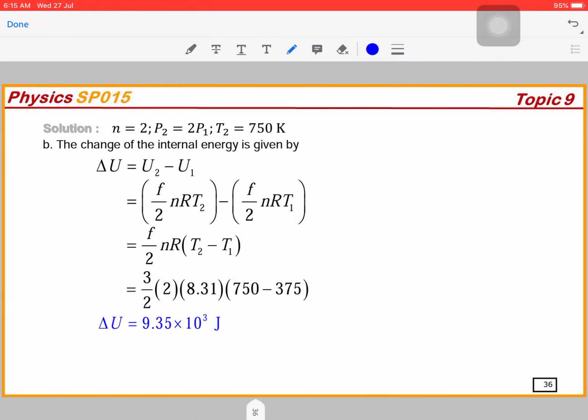Next, we want to find the change of internal energy. Change is delta, so we want to find delta U. Okay, so delta U is basically U2 minus U1. So in this case, f over 2 nRT2 minus f over 2 nRT1. So we can substitute the values. We just subtract 375 from 750. You are going to have delta U is 9.35 times 10 to the power of 3 joule. So that is the change in internal energy.